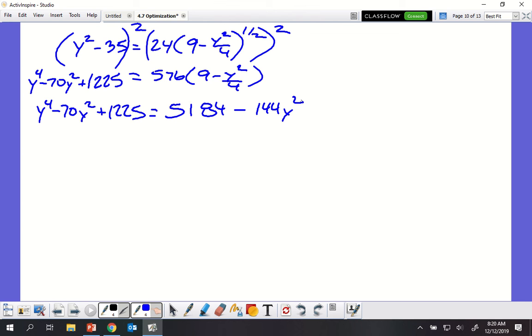Okay, so let's go ahead and move everything to the left. If I move everything to the left, I'm going to have equals 0 now, and then I'm going to have something I could actually factor. So that's going to be y to the 4th plus 74. Seriously, I'm winging it here, so I need some help. Yes, that makes sense. And then minus 51.84.